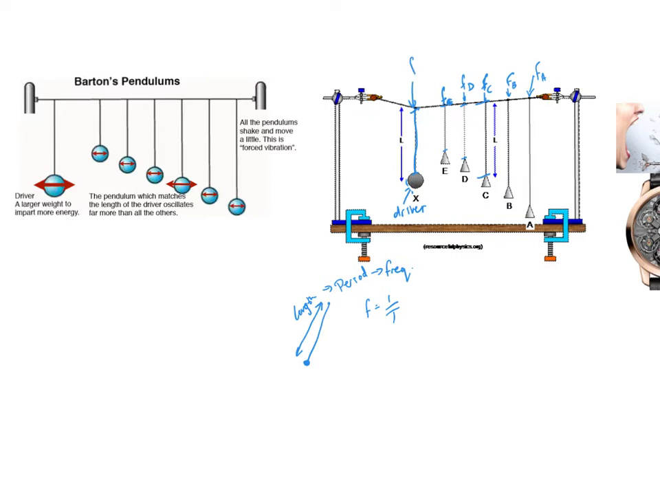So this will also oscillate at the same natural frequency as C will, which means this is a driver, and since it has the most weight to cause more energy impact, it will keep vibrating, it will keep oscillating, and it will oscillate in and out of the page, by the way. We're just looking at it from the side. Now, E will vibrate, they will all start vibrating.